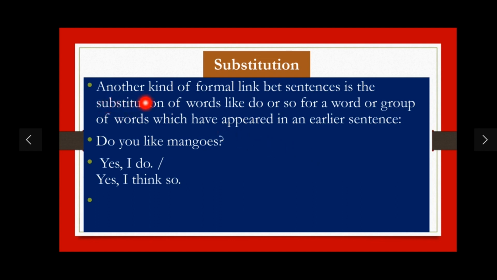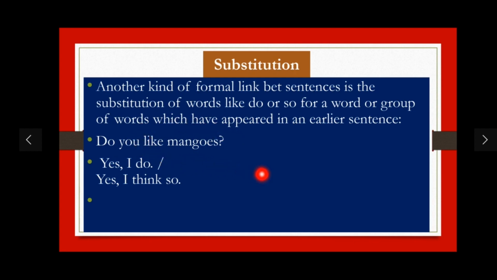Now, another kind of formal link between sentences is the substitution of words like do or so for a word or a group of words which have appeared in an earlier sentence. Do you like mangoes? Yes, I do. So you are using do for like mangoes. You could say, yes, I like mangoes, but in place of like mangoes, you are using do. You can also say, yes, I think so. So I think so is also replacing like mangoes, right?